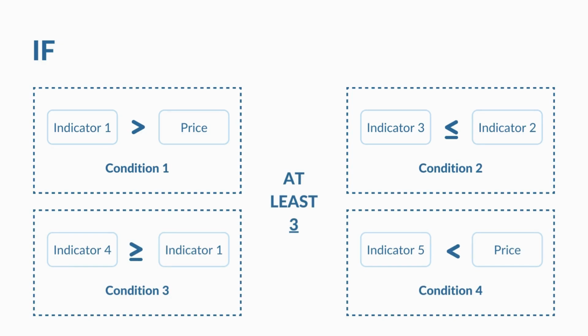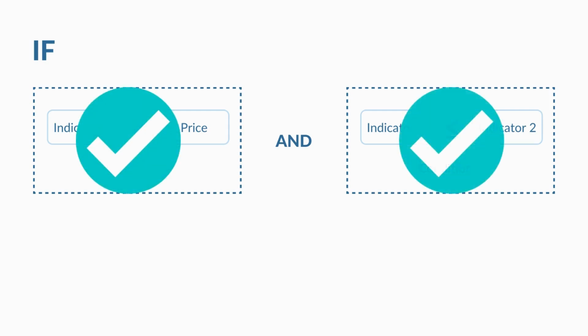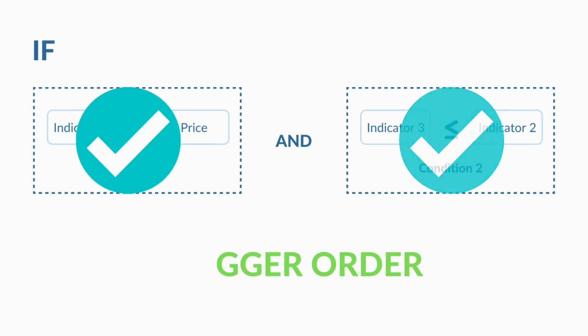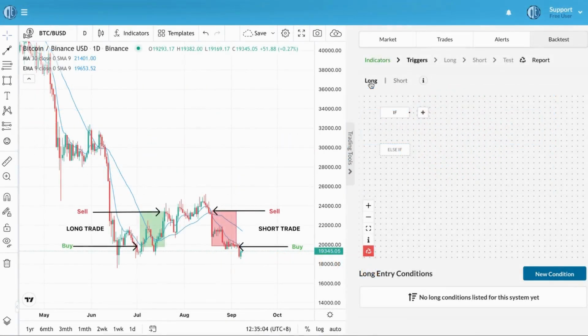There are two possible outcomes at the end of the conditional statement. Either the condition is true and your system will trigger an order, or it is false and your system will not take action. Let's start by taking a look at each scenario from the beginning.